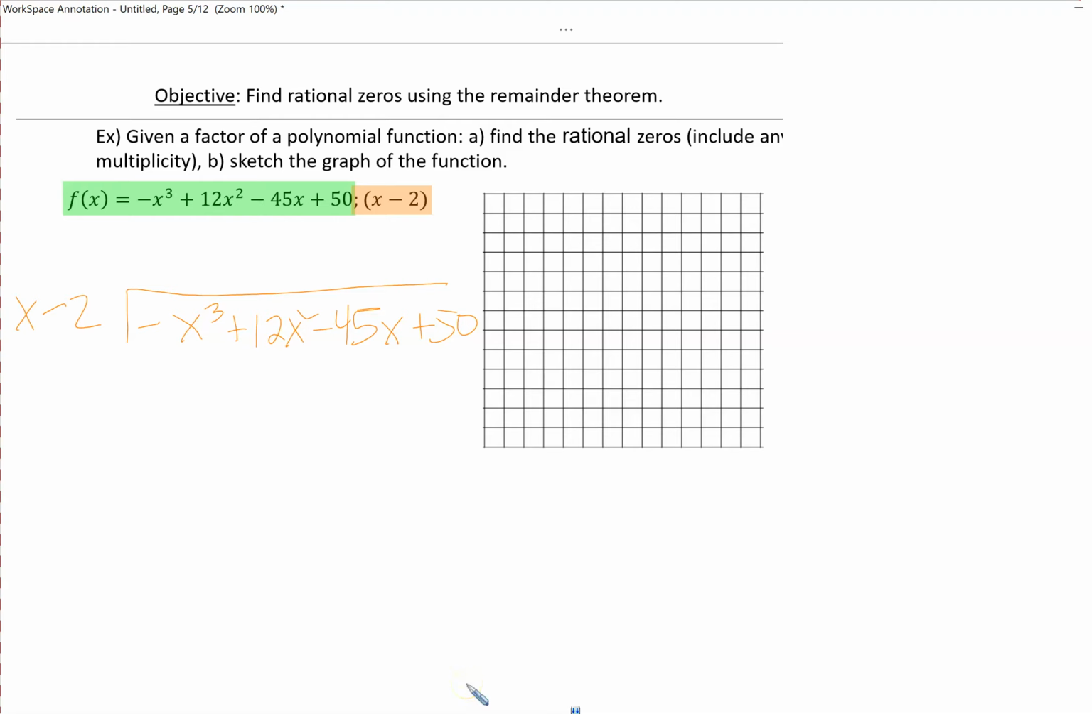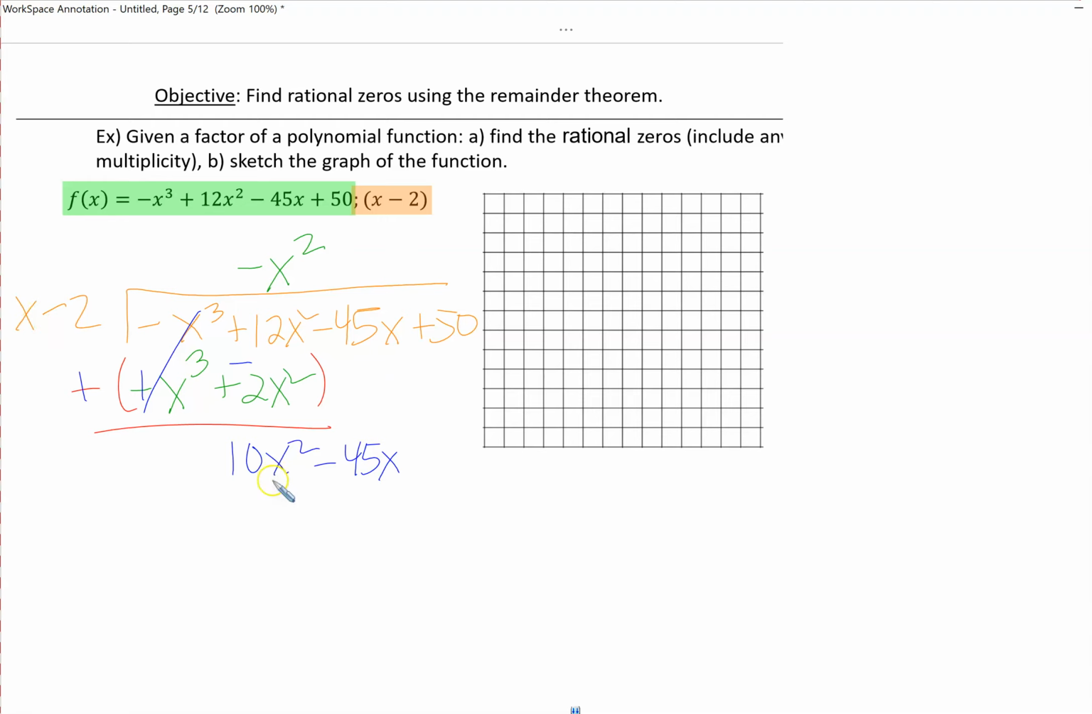And so this time we need to figure out what times x equals negative x cubed. It should be a negative x squared. And that would give us the negative x cubed plus 2x squared. We would subtract the quantity, so changing the signs, we get plus positive x cubed and negative 2x squared. Negative and positive x cubed add up to 0. 12 plus negative 2 gives us a positive 10x squared. Bring down the minus 45x.